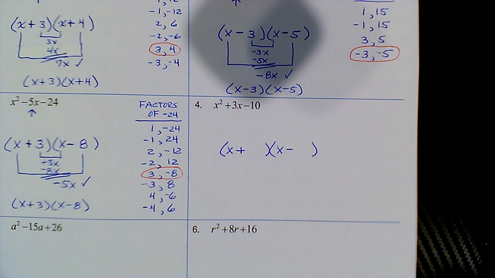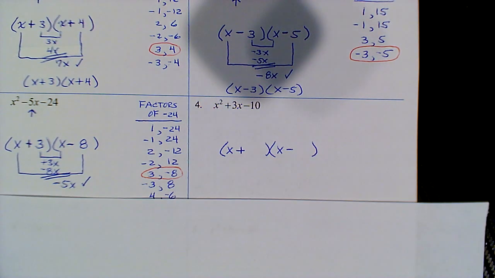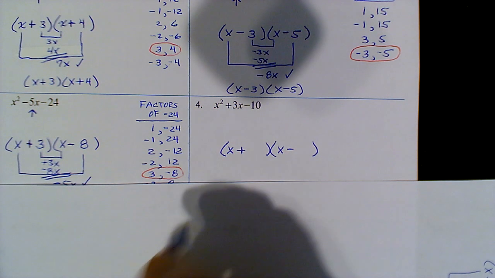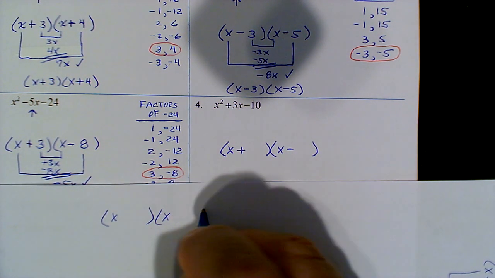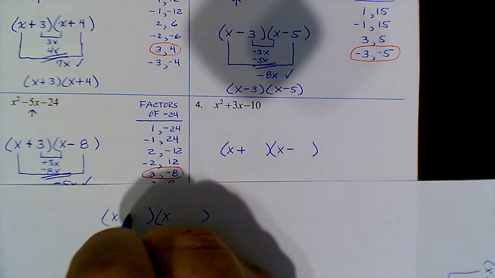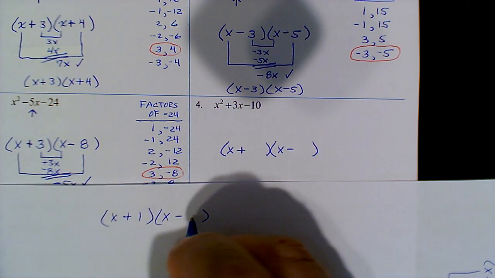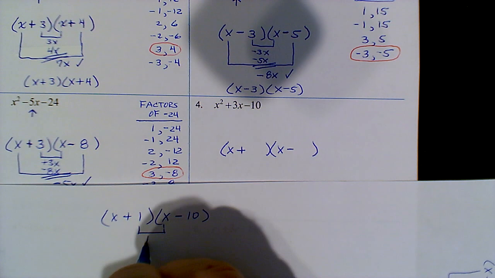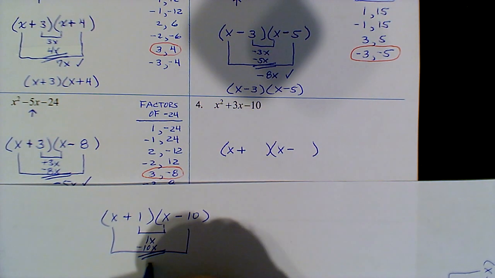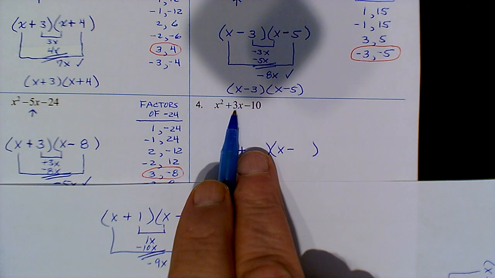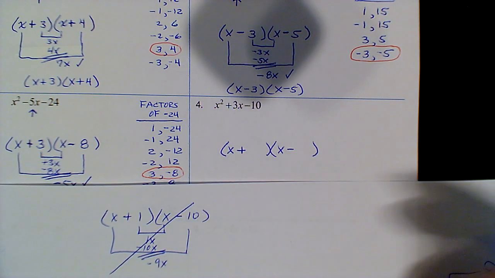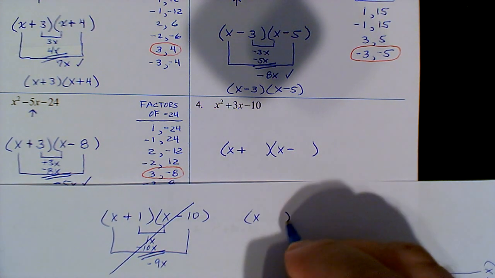And once again, like here, let's try all the possibilities just for the fun of it. What are the real possibilities? Let me do the plus and the minus here. A 1 and a 10. Check the inners, 1x, the outers, negative 10x. They give negative 9x. There's no way, even if I switch these signs, they would just produce a positive 9x. I'm looking for a 3x, so that's no good. My only other choice is 2 and 5.